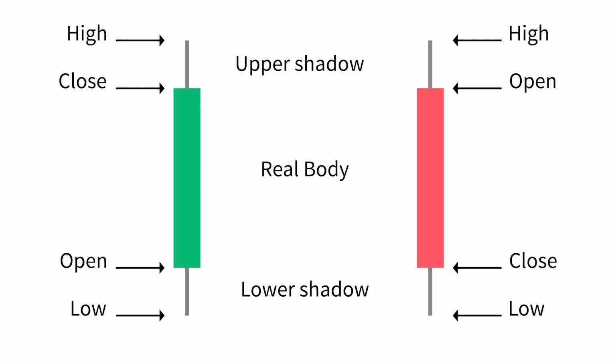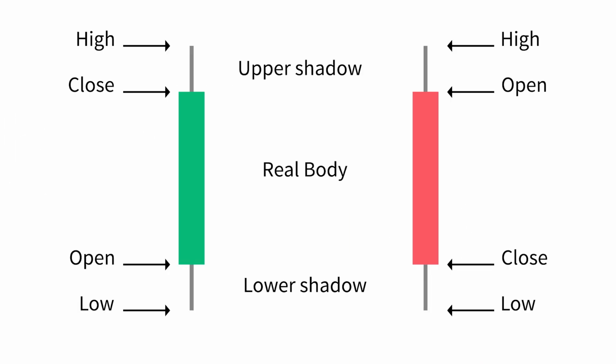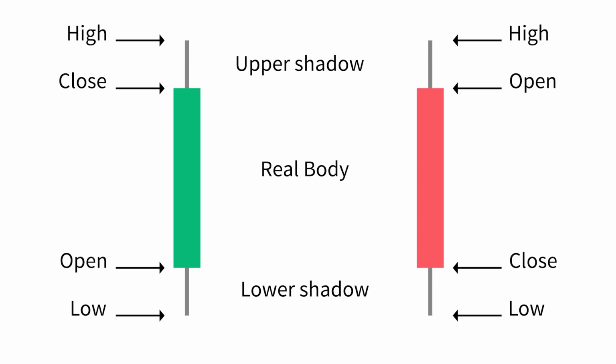Now let's talk about the wicks, or shadows or tails, that's what they can call it. These are the lines that extend above and below the body of a candle. They indicate the highest and the lowest prices traded during that specific time period. The upper wick shows the high price, and the lower wick shows the low price. Candles and wicks provide valuable information for traders and analysts. They help in visualizing price action, identifying trends, and making trading decisions.